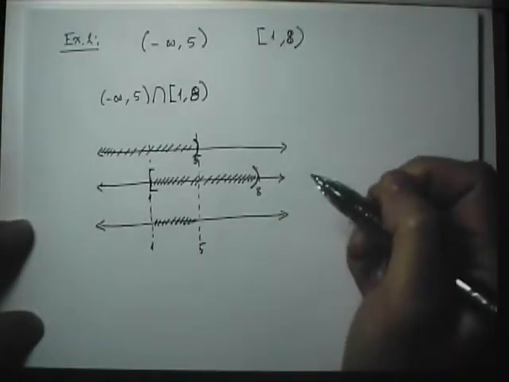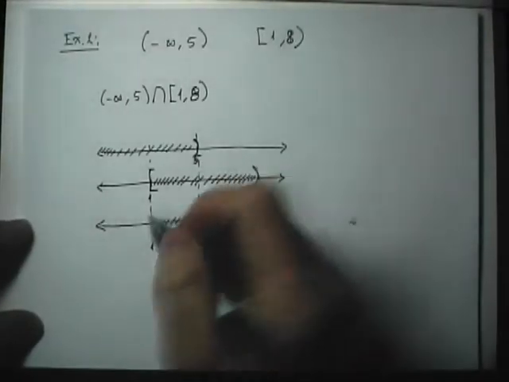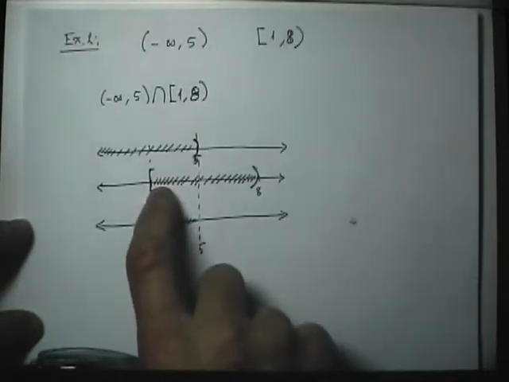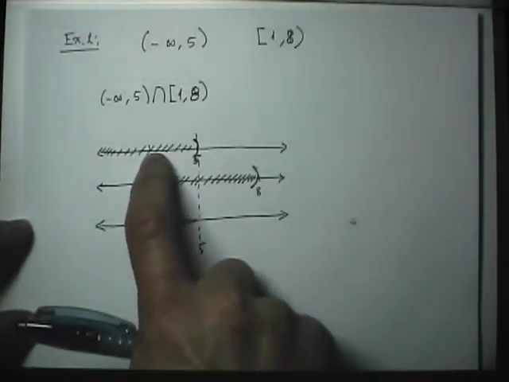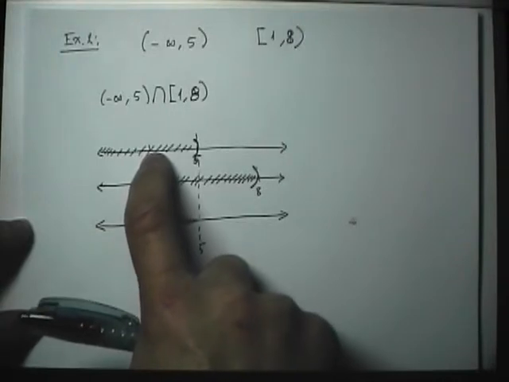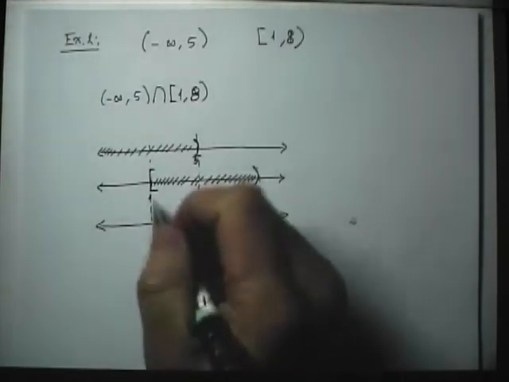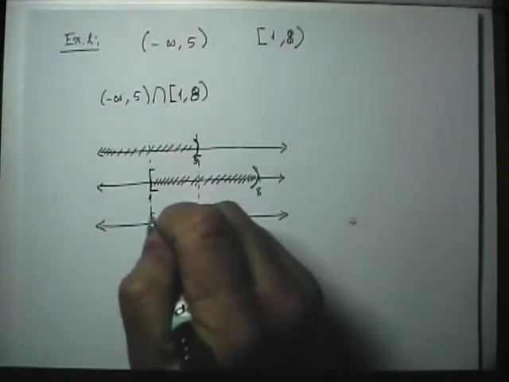Okay, and then let's decide about the ending points here. Now, my left end for this overlapping is a 1. Now, is 1 included in the first set? Yes, 1 is included in the first set. Is 1 also included in my second line? Yes, it is. So here in the third one, it's also included.